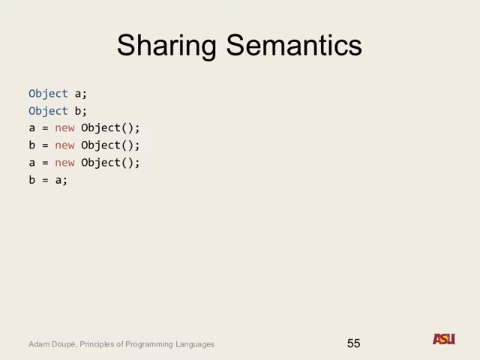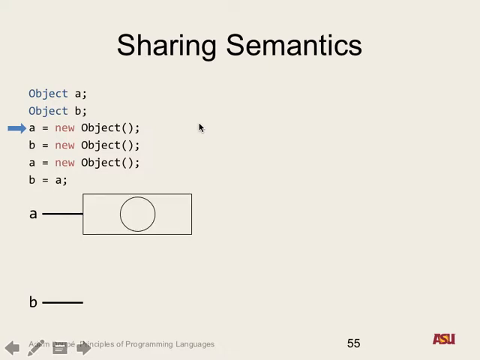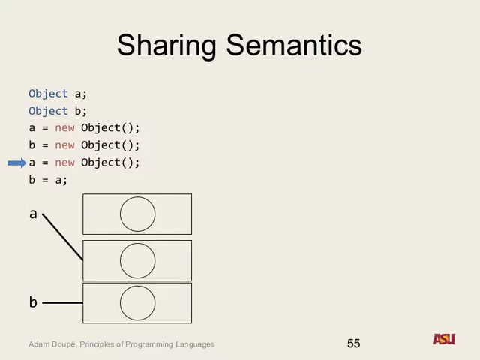Cool, so let's look at this. Let's say we have some object A, which creates a variable A, and we have some object B, which creates a variable B. But in sharing semantics, these don't automatically create a location until we actually allocate some new memory. So here A is now bound to this new object. The new is creating a new object, so we have a new box, and we're binding A to that new box. On the next line, we're binding B to some new object. Then we say A is equal to some new object. Instead of copying the address, we create a new box and bind A to that new box.